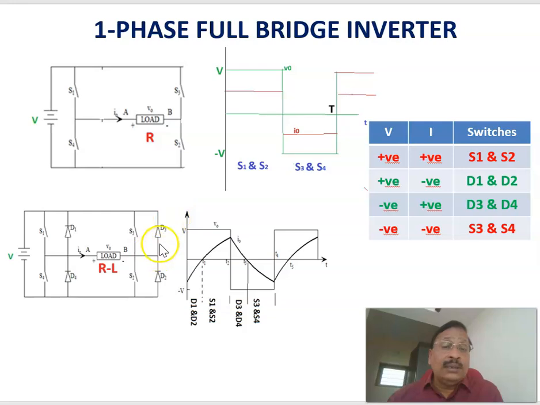These diodes D1, D2, D3, D4 are called the feedback diodes. Even though the voltage, for example, is positive, you have to get a negative current. Therefore, that is why the role of D1 and D2 comes here, during that period. So D1, D2, D3, D4 are called the feedback diodes. And of course, the switches S1, S2, S3, and S4 are called the control switches.